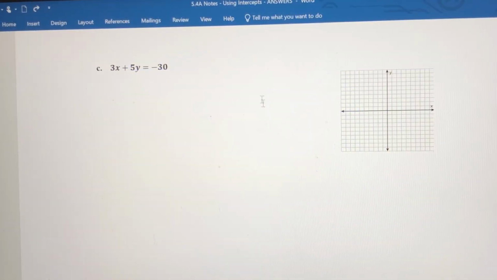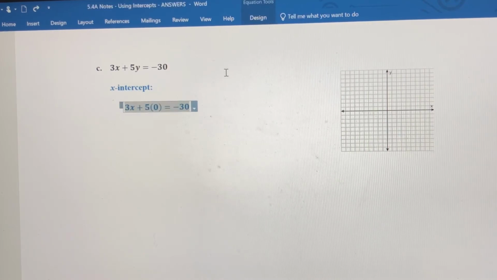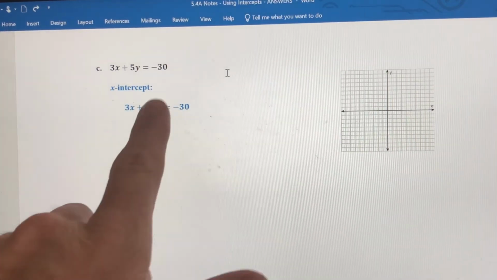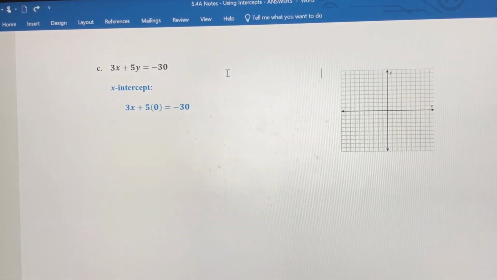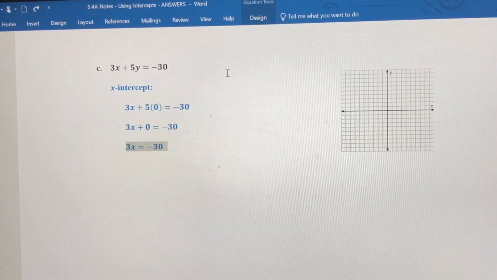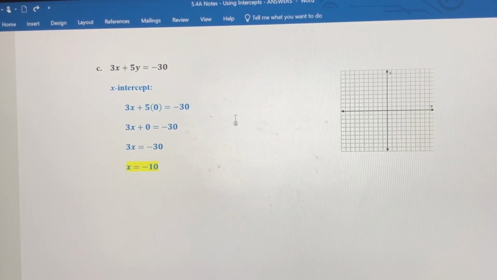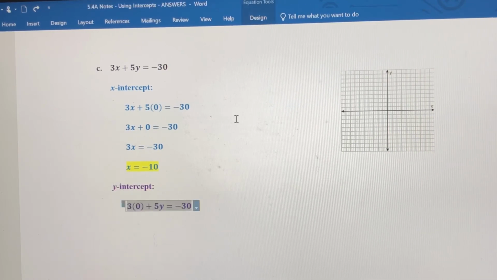And the last equation here, we've got 3x plus 5y equals negative 30. To find the x-intercept, we're going to replace y with 0. That term goes away, and if you just cover that up, the equation that's left over is 3x equals negative 30. Divide both sides by 3, and we get x equals negative 10. So it's going to be all the way over here on the left edge of our grid, 10 units to the left.